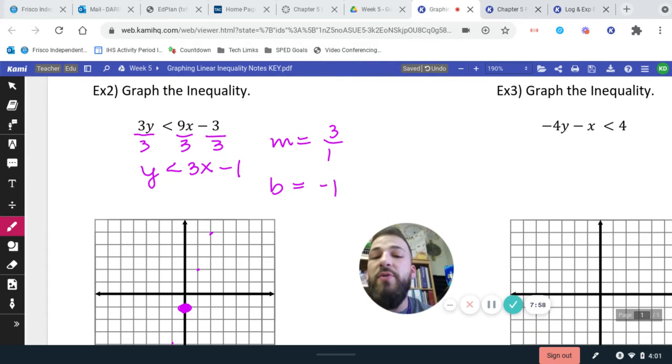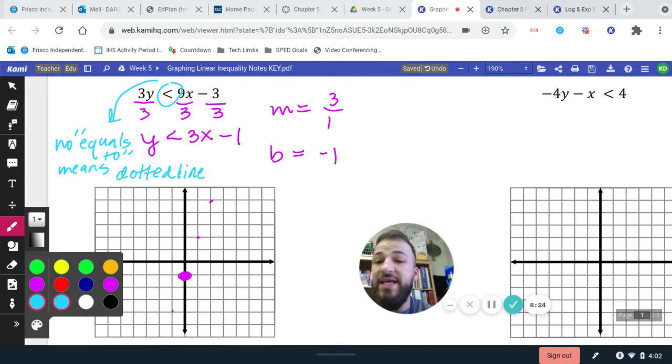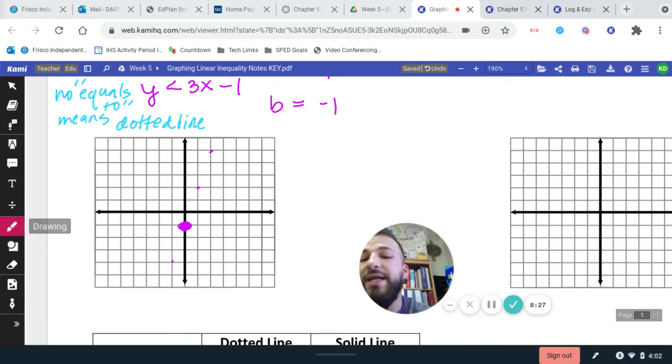Okay, now before I put my line, now I have a less than symbol. So less than means two things. First of all, no equals to means a dotted line. So because I don't have an equals to, I'm going to put in a dotted line instead of a solid line. So I want to mostly follow as well as I can and just add in that dotted line there along my points.